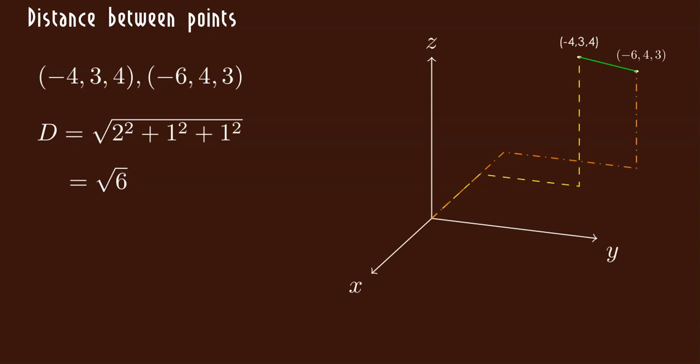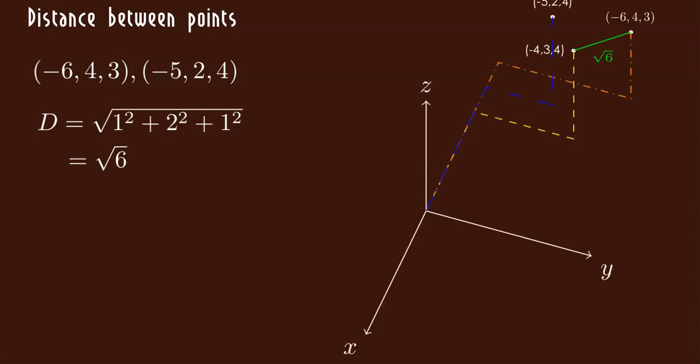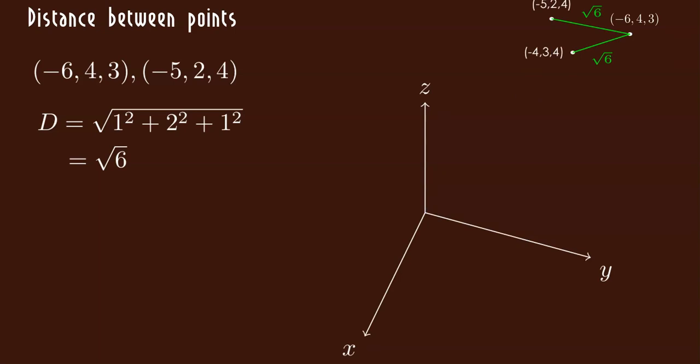Let's look at -6, 4, 3, and a different point. We're going to look at the point -5, 2, 4. Now the difference in my x coordinate is 1, my change in y is 2, and my change in z is 1. So I have 1 squared plus 2 squared plus 1 squared, square rooted. Again, I'm getting the square root of 6. So now I have 2 sides of a triangle. One is the square root of 6 and the other is square root of 6, but I don't know what the 3rd side is. This could be an equilateral triangle, but it's definitely isosceles.